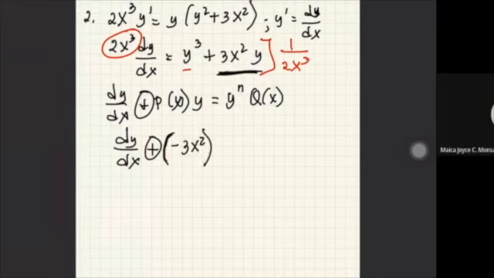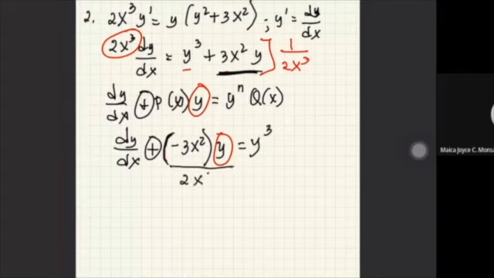3x squared. Tapos, ilabas natin yung y. Kasi, yung y na yan, ito yan. Okay? Tapos, meron tayong y cube. And then, okay, don't forget, nag-divide tayo. So, meron tayo ditong divided by 2x cubed. Tapos ito, 2x cubed. Ayan ha. So, ayusin natin. dy, dx, plus y dyan.